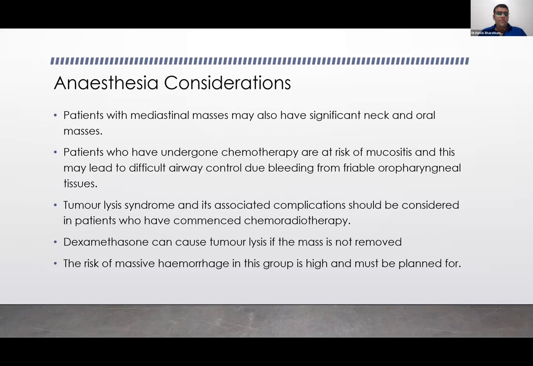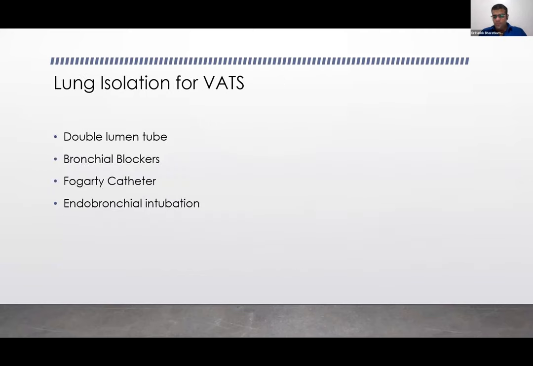Other considerations are patients can also have difficult airway, not because of the mass, but if there are other neck nodes or other oral masses, then these patients usually have undergone chemotherapy. There is a risk of mucositis and this may lead to difficult airway and also bleeding during the laryngoscopy. Then there is tumor lysis syndrome, which can cause other physiological effects. And also, a lot of times during a procedure, if we put in a tube and we give dexamethasone for post-operative nausea, vomiting, or as an anti-edema, this itself can cause tumor lysis if the mass is not removed. And also, there is a risk of massive hemorrhage in this group.